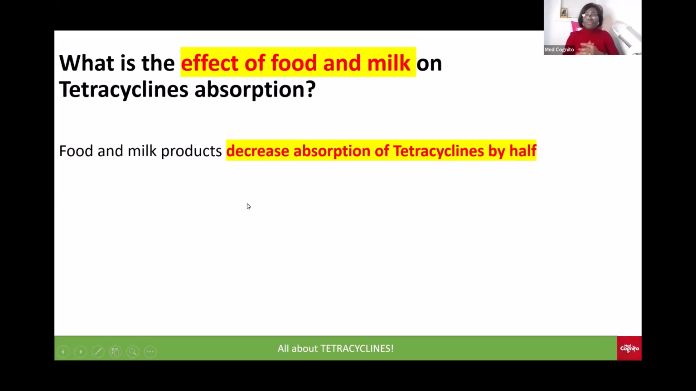So what is the effect of food and milk on tetracycline absorption? Because we're saying that we would not want to give it at the time that the client is eating. It's because food and milk products will decrease the absorption of tetracyclines by half. So if you are giving it with food, it means that tetracycline is not going to be able to work well. So avoid giving tetracyclines with food and with milk products. I hope you got it.